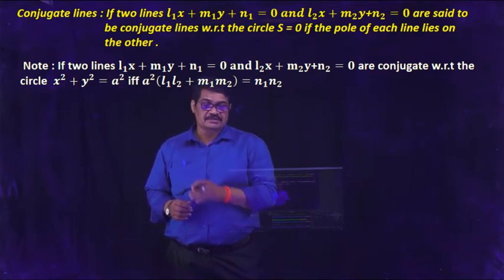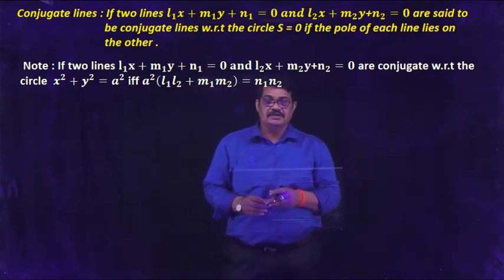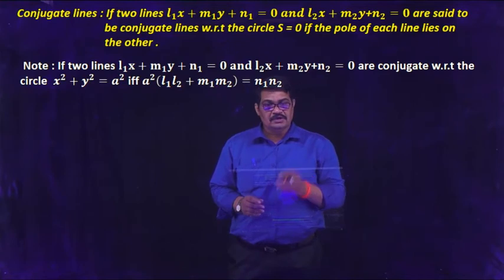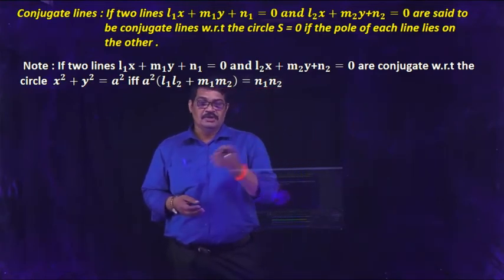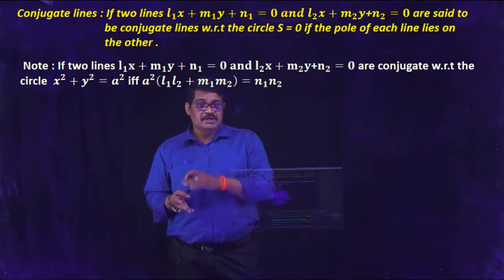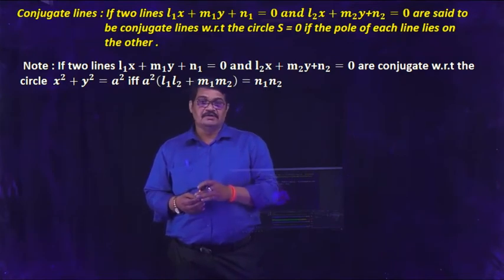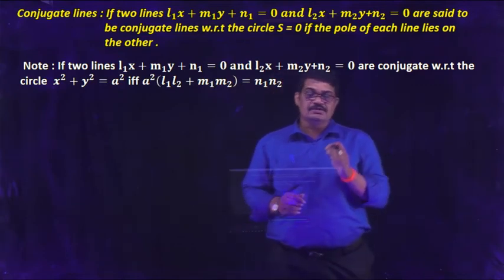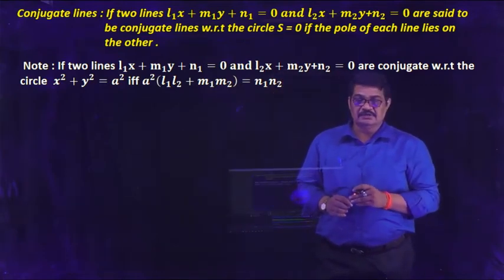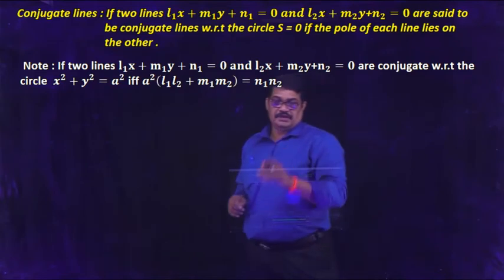In the previous video we discussed the conjugate points. What are the conjugate points? Each point lies on the polar of the other. Here each line's pole lies on the other line. Then we say that these two lines are conjugate lines with respect to the circle. Okay, so see the note here.